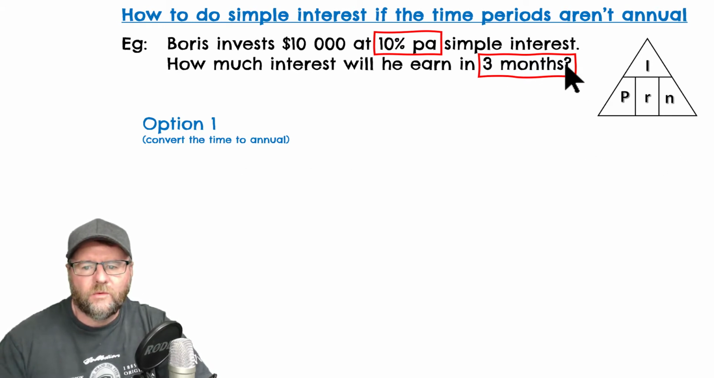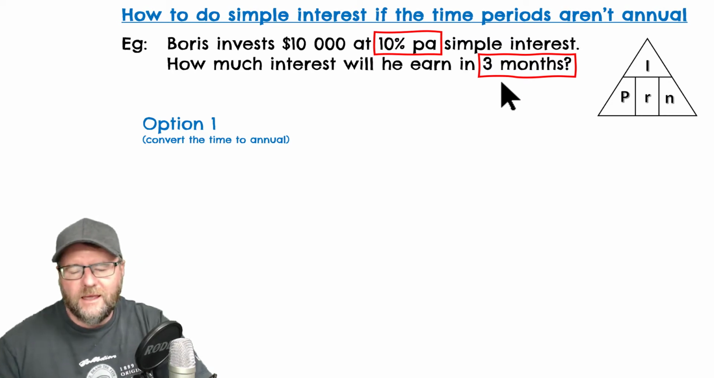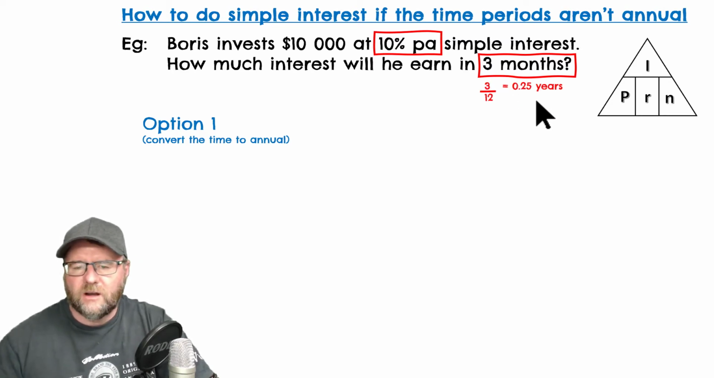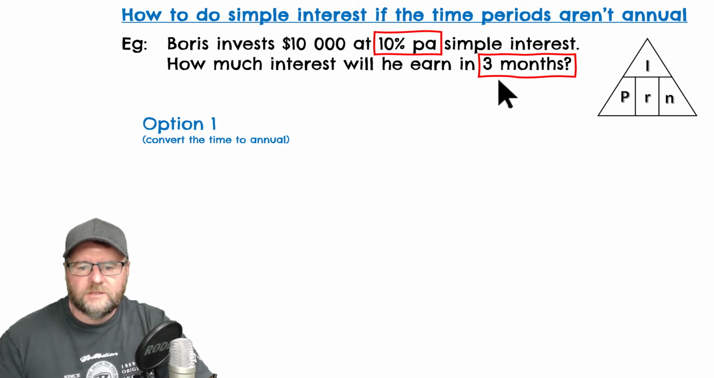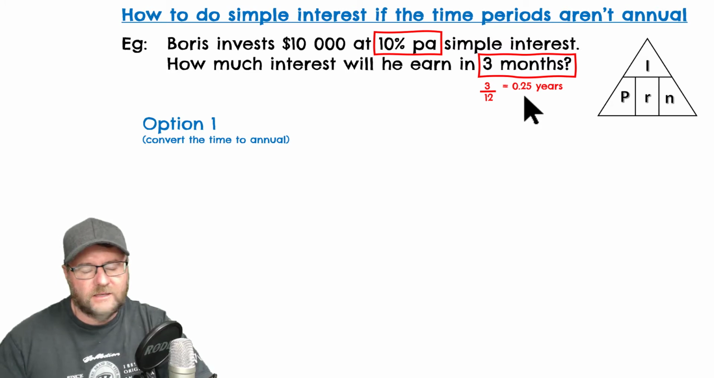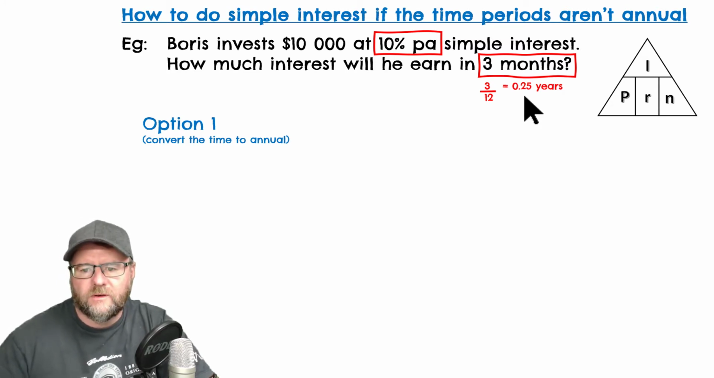We're going to convert the time to an annual amount. So we're going to say, well, 3 months is how many years? Well, we simply divide it by 12 because there are 12 months in a year. So 3 out of 12 is 0.25 years. So it's a quarter of a year, 0.25 of a year.